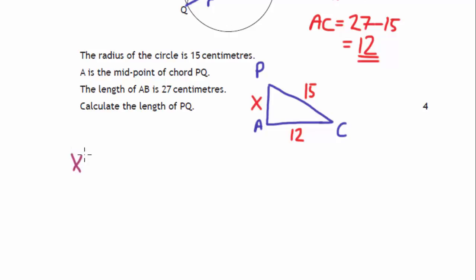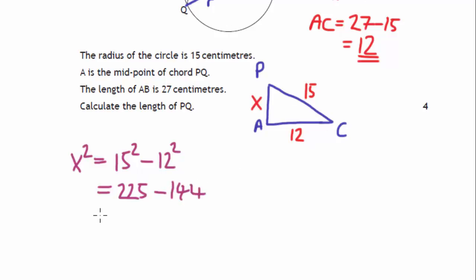So what we say is x squared equals, remember, if you're finding one of the shorter sides, it's a long side squared minus the other shorter side squared. Okay, now remember, it's paper one, so it's non-calculator. So 15 squared, 15 times 15 is 225, minus 12 times 12 is 144. Again, do the working out on your paper, and that equals 81. Okay, so x squared equals 81, so that must mean x is the square root of 81, which equals 9.